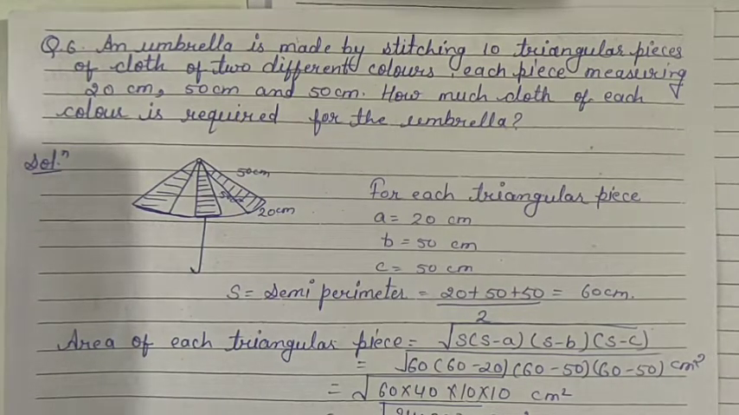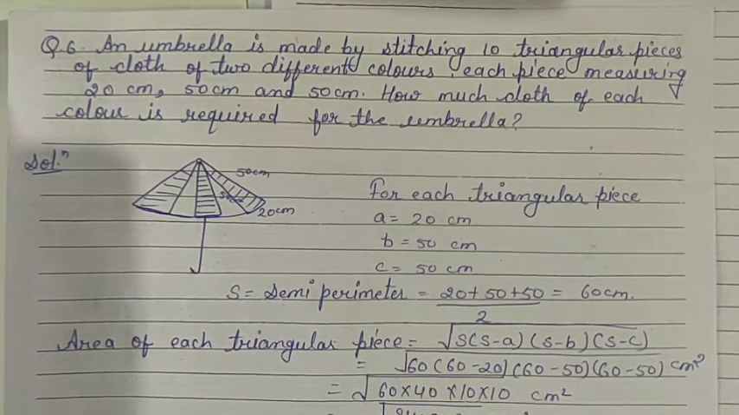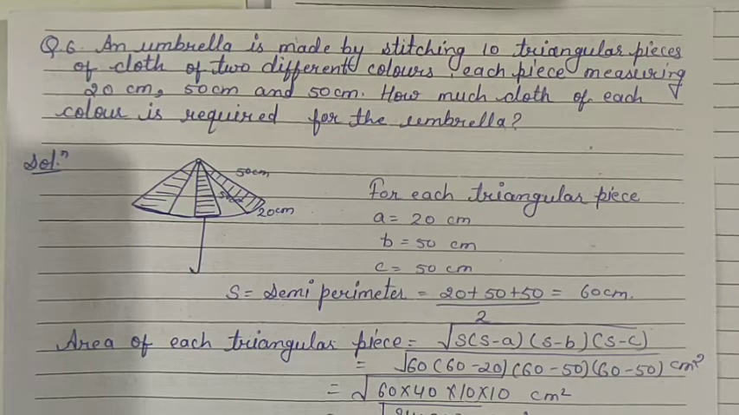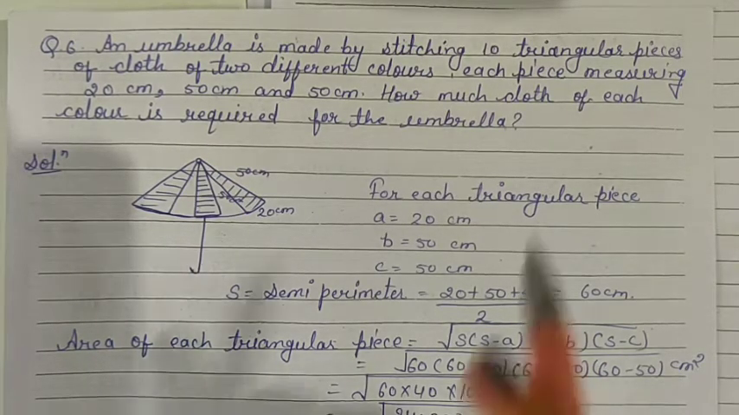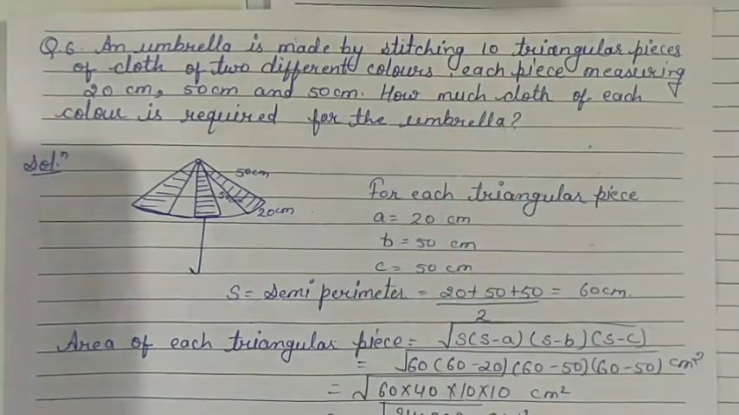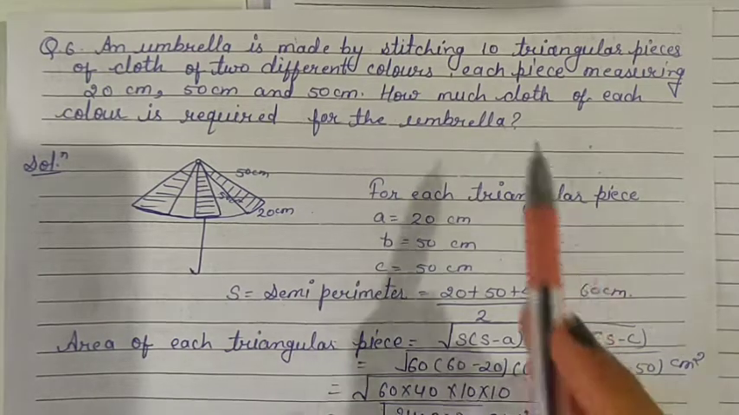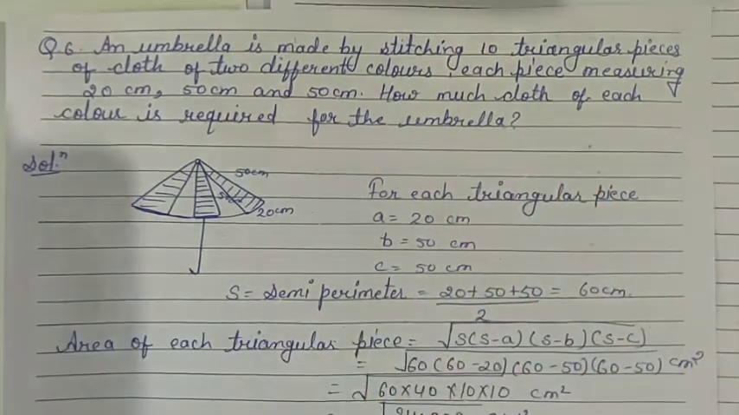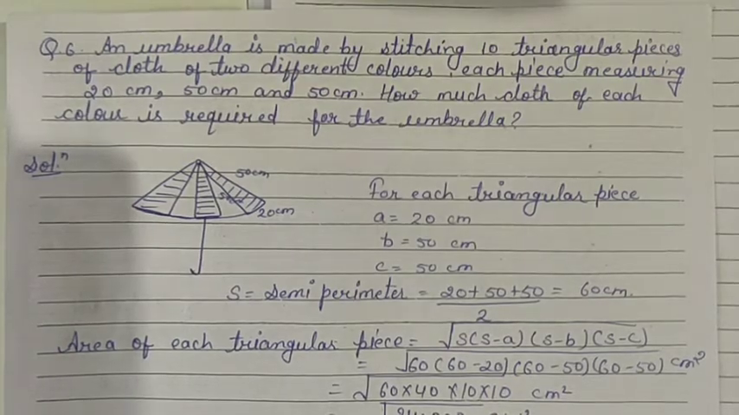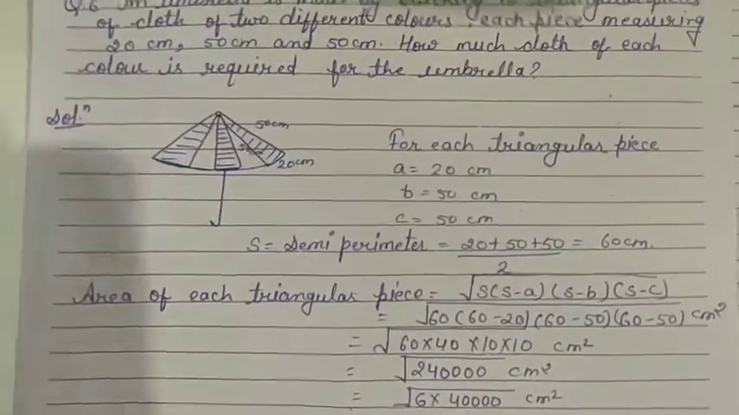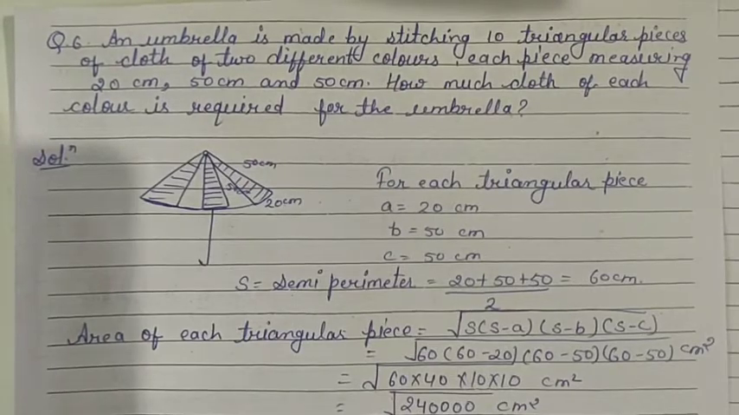It means firstly we will find the area of one triangular piece, and after that we will find the area of 5 triangular pieces, because there are 10 triangular pieces, 5 of one color and 5 of the other color, and we have to find how much cloth of each color. It means we have to find the area of 5 triangular pieces, because there are two different colors.